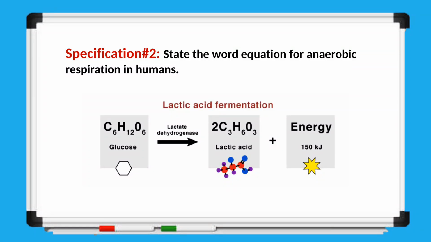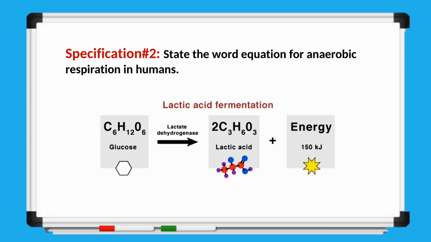So, we have this second specification, which asks us to state the word equation for anaerobic respiration in humans, which is also called lactic acid fermentation. In this process, glucose is broken down when there's no oxygen. This produces lactic acid and also releases some energy that the cells can use. In simple words, we can say, glucose is broken down to form lactic acid and release energy.